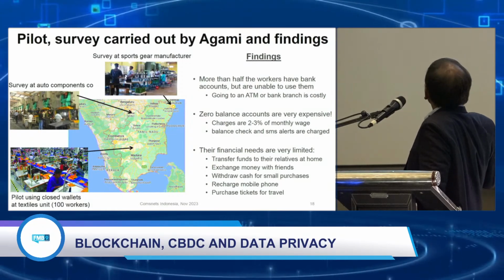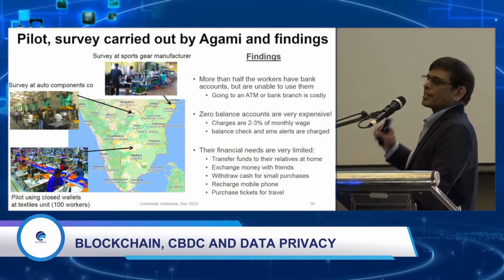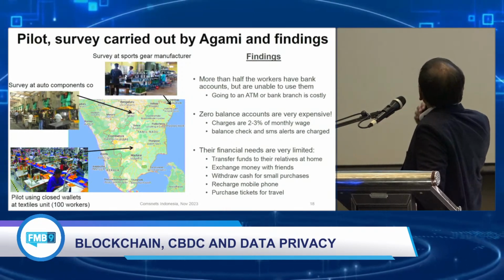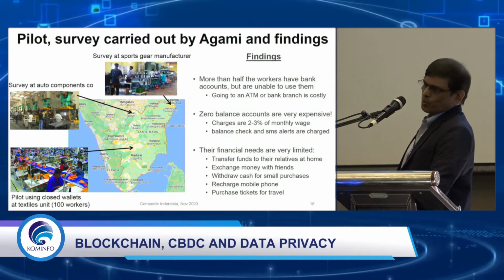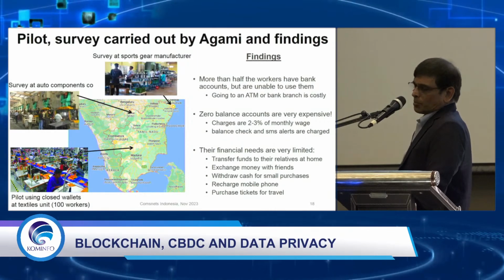And we found that the employees are spending 2 to 3% of their monthly salary just doing transactions with their zero balance accounts. It's a very substantial sum of money for poor people. These are people who are earning wages of 8,000 rupees a month, which is like $100 a month.